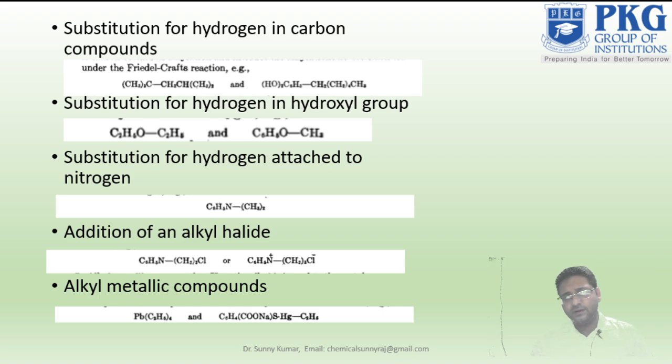So you are seeing the substitution for hydrogen in the carbon compound, and for hydrogen in the hydroxyl group, so we are including the OH group. And the substitution of hydrogen attached to nitrogen, so you are including nitrogen, as in C6H5N. The halide groups, chlorine and iodine, you can also include, and the alkyl metallics, lead and mercury. These are the different alkyl changes we can do.